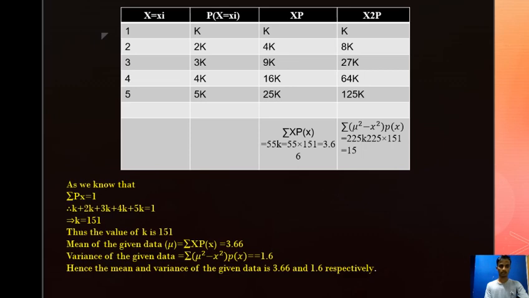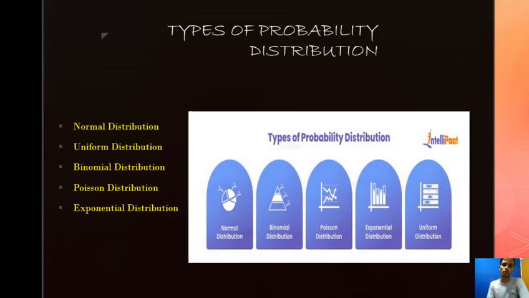Now, moving on to the types of probability distribution, there are five types of probability distribution. First is normal distribution, second is uniform distribution, third is binomial distribution, fourth is Poisson distribution, and last is exponential distribution. Now, moving on to the Poisson distribution.